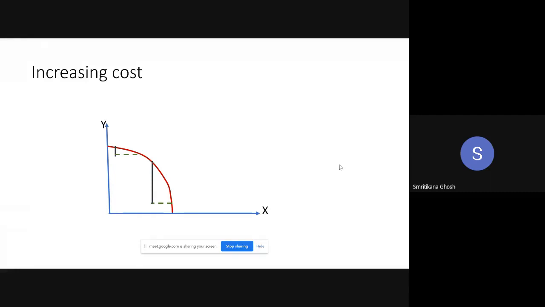Now today we are going to discuss the last one which we left yesterday. So as I said, this is the general shape of the PPF. Okay, this is the general shape. That red line is the general shape of the PPF.